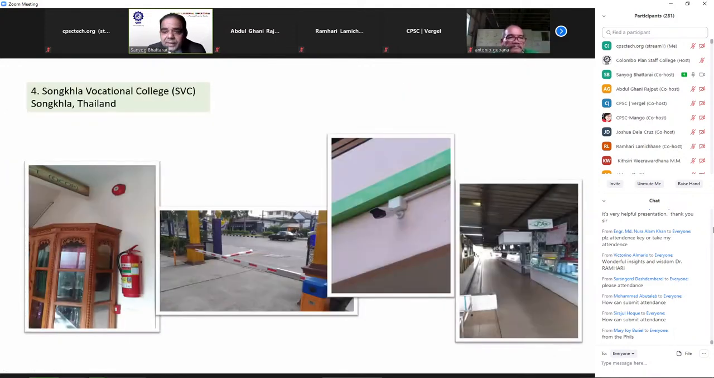Thailand also, you can see the safety. This is fire extinguisher, fire alarm. This is also a safety for the vehicle. And on the Paris train also. So in a footpath, you can see the signage so that vehicles do not move on the footpath. And the CCTV camera also for the safety and the monitoring purpose and other corridor and everything, you can see it. This is a Songkhla Vocational College, Songkhla, Thailand.